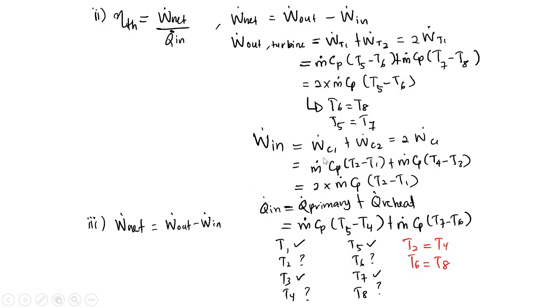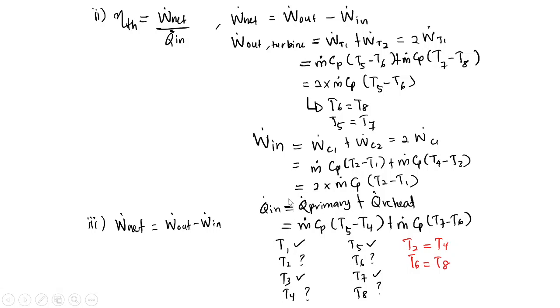So work in is the compressor work. We have two compressors, so from T2, T1 and T4, T3, it is 2 times the work in of one compressor. Okay, all right.